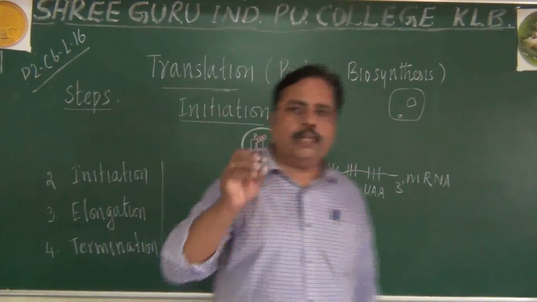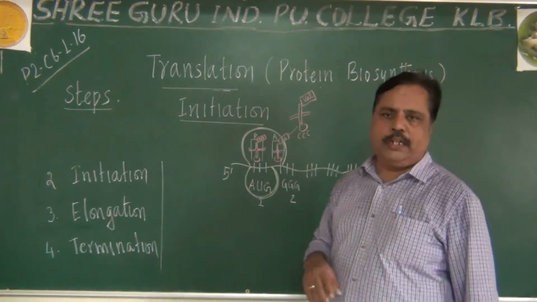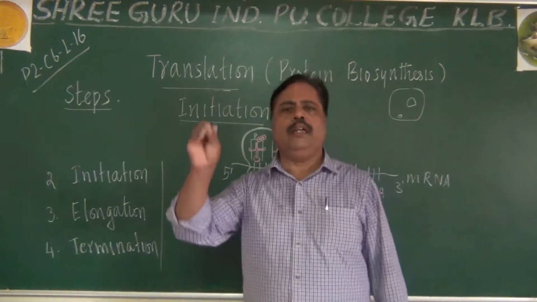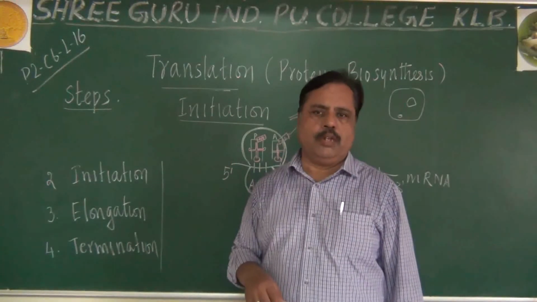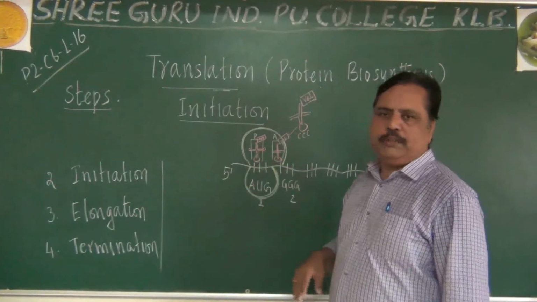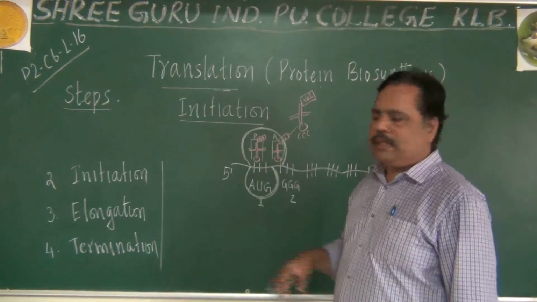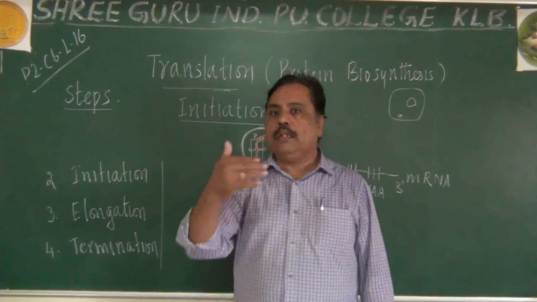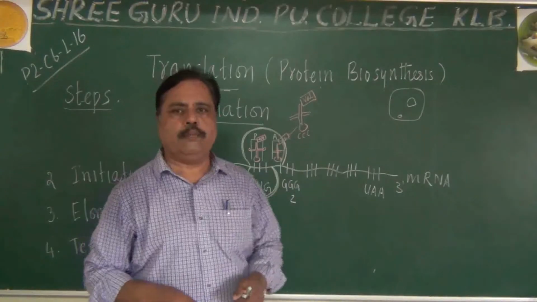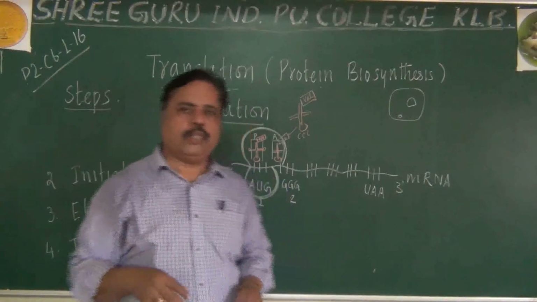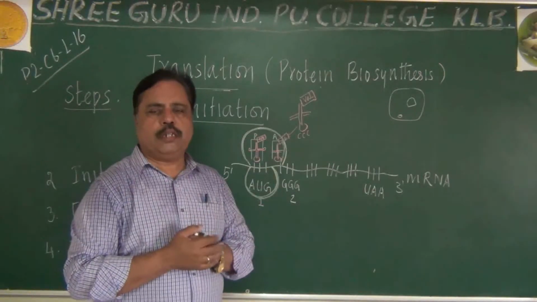So what happens in the P site? Here you can see the initiator codon, here you can see methionine tRNA. So always, 99% of the time, the first amino acid will be methionine only. That is called the initiator amino acid, with initiation codon AUG. The anticodon will be UAC, you may be remembering, that will come and bind. Now the A site is vacant. To the A site, the second tRNA having its cognate amino acid will come and bind. This step is called the initiation, we can see.